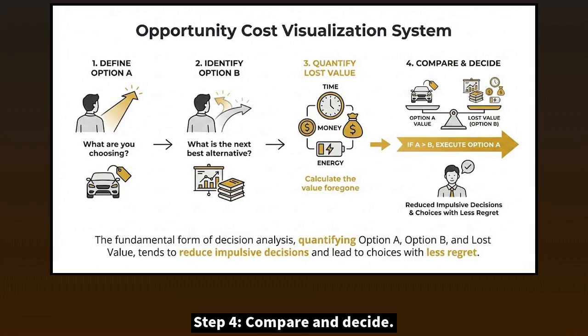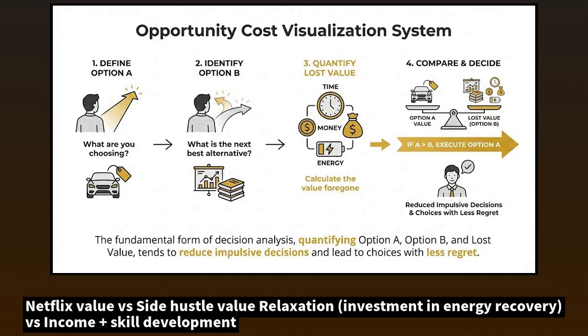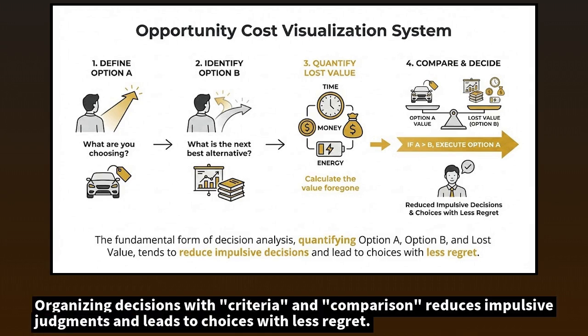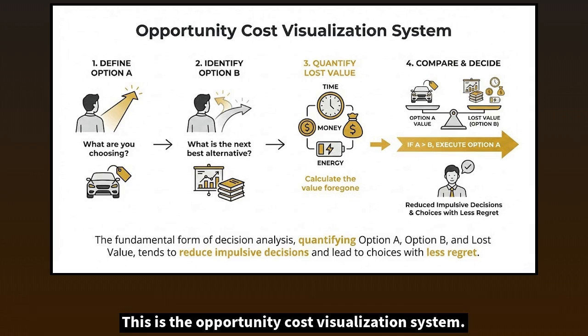Step 4. Compare and decide. Netflix value versus side hustle value: relaxation, investment in energy recovery versus income plus skill development. If A greater than B, choose A. If B greater than A, choose B. Organizing decisions with criteria and comparison reduces impulsive judgments and leads to choices with less regret. This is the opportunity cost visualization system.